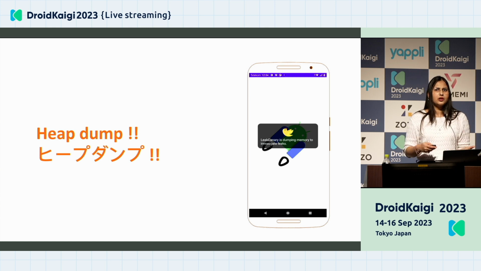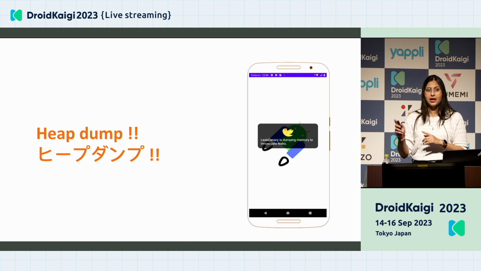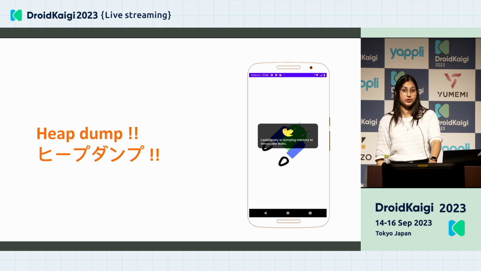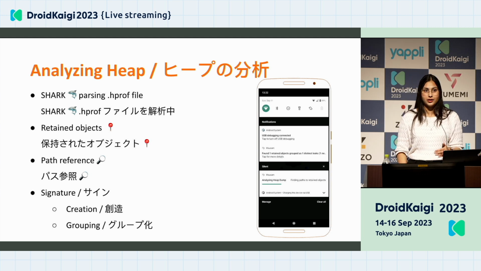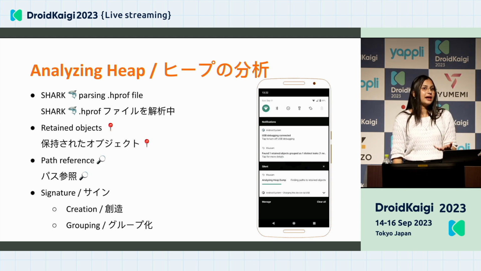And this particular process takes a short amount of time, and that's where you see this piece of toast. What happens in heap analysis? In this step, LeakCanary will parse the hprof file using Shark, which is itself a standalone library, called Smart Heap Analysis Reports for Kotlin. It locates all the retained objects in the hprof file and goes through each reference path of that object and sees what actually led to that leak.